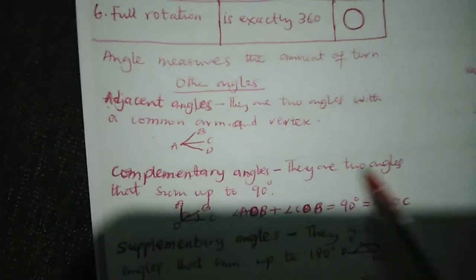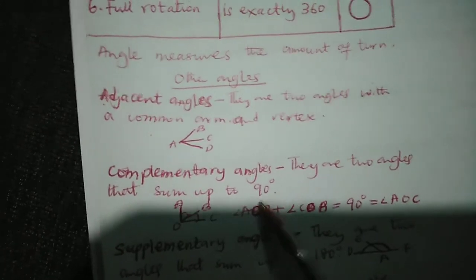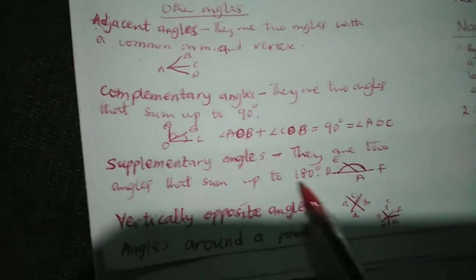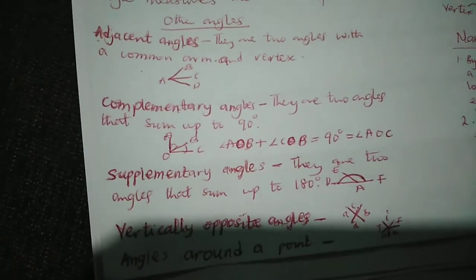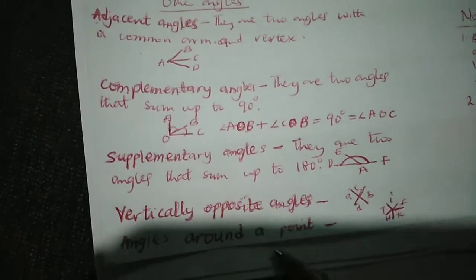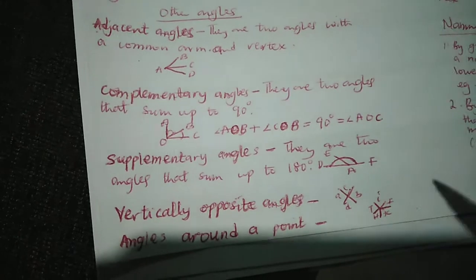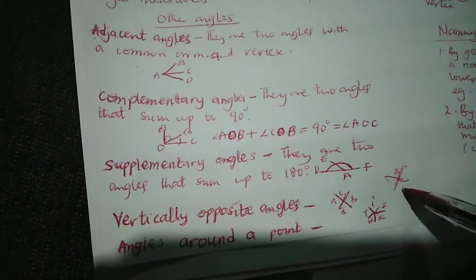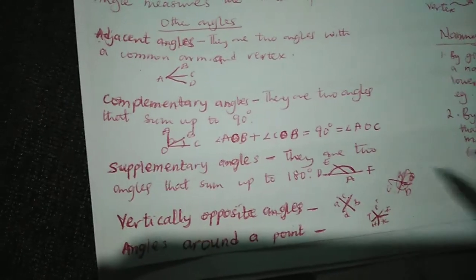Complementary angles are two angles that sum up to 90 degrees. Supplementary angles are two angles that sum up to 180 degrees. Vertically opposite angles are angles that are opposite each other, like when you are crossing lines, something like this. So here and here are equal. Here and here are also equal.